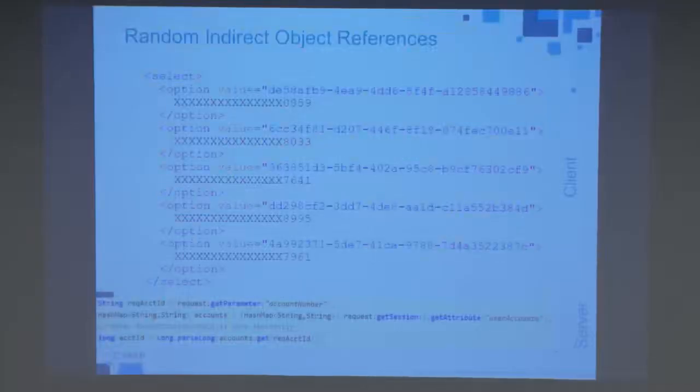Another approach is random indirect references. Now, this can be random in many different ways. I just used version 4 UUIDs. It can be any other form of random data. But instead of just an array, 0, 1, 2, 3, 4, I have just random identifiers. And the hash table mapping these to the actual account numbers is stored in my session.